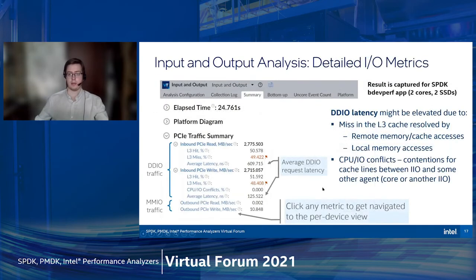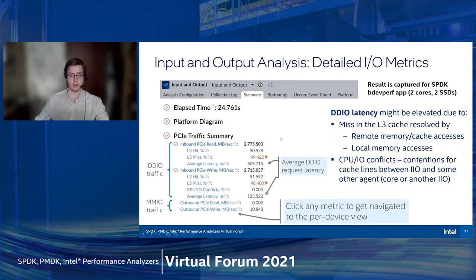Okay, let's switch back to the SPDK application that interacts with the SSD drives. After the topology is examined and you see the high-level picture of how your application is executed at the platform, then you can go to detailed PCI metrics. At the summary tab of the result, you will find the PCI metrics summary, which is the summary for the whole platform, for all the sockets, for all the devices that were active during the collection.